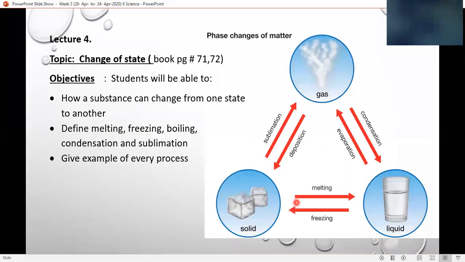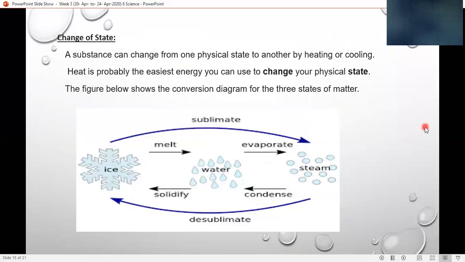Next topic we are going to discuss is change of states. We were talking about the three states: solid, liquid, and gas, right? Solid can be changed into liquid, and liquid can be changed into gas. This is the state change. So what is a state change? It is when a substance converts to another physical state. For example, a solid converts into a liquid.